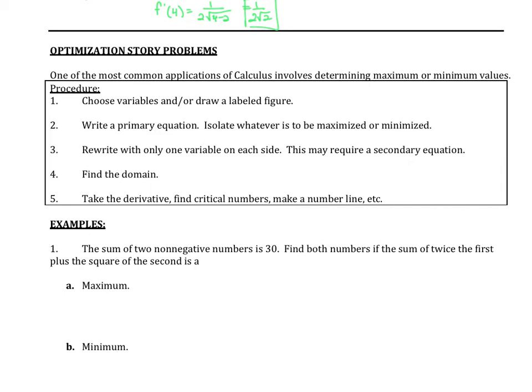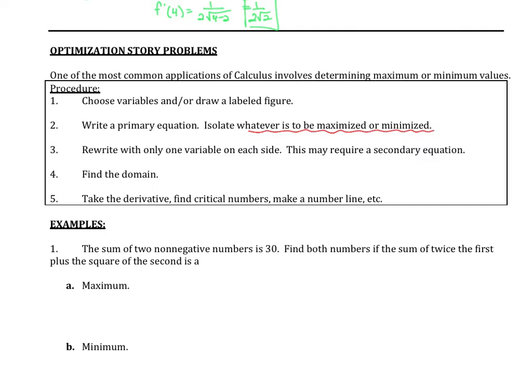The first one is that we're going to choose variables, and I like to draw and label a diagram of some sort of figure. We're going to write a primary equation, meaning what is it we're trying to maximize or minimize. This primary equation comes from whatever is to be maximized or minimized. So when we look in the story and we see we want to maximize area, for example, we're going to write an equation relating area. If it says we want to minimize costs, our primary equation is going to be costs.